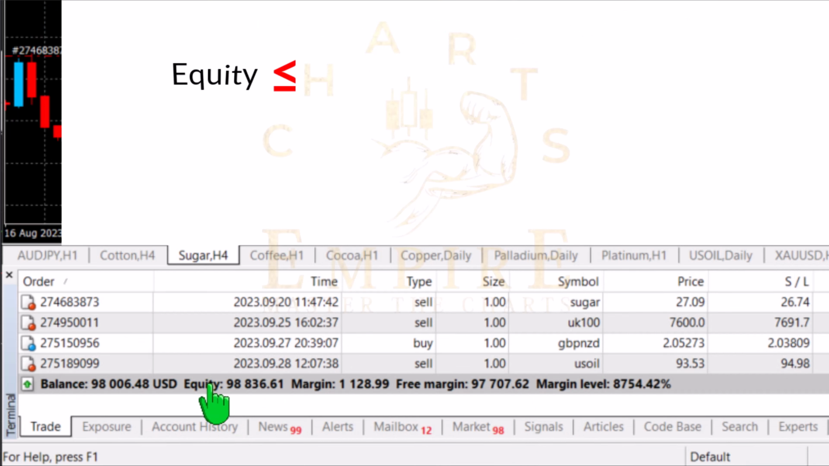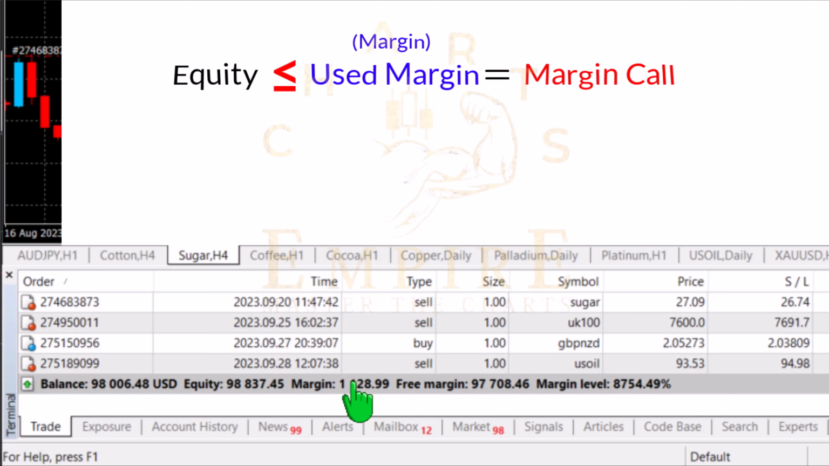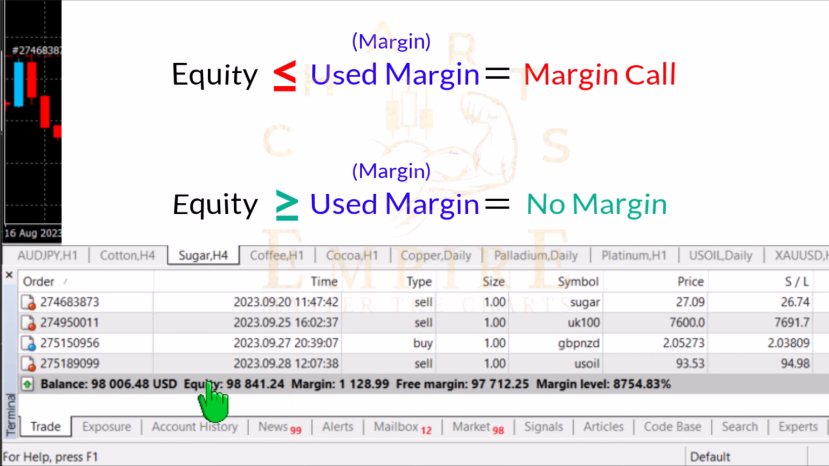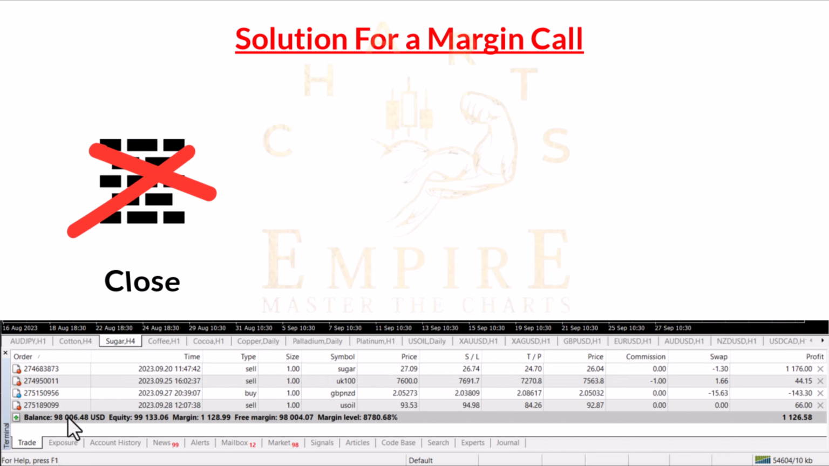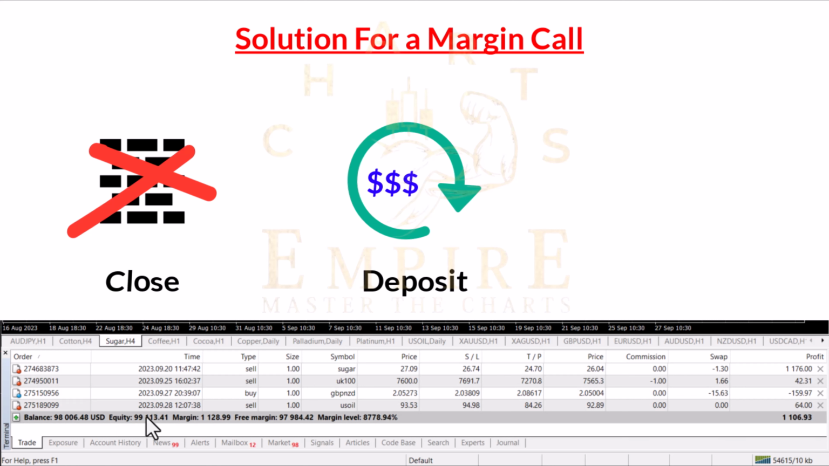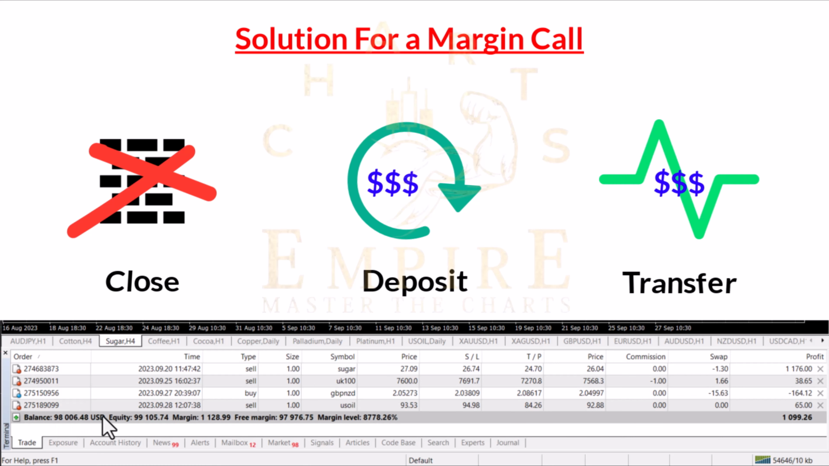Your equity is used to determine your margin call. As soon as your equity equals or falls below your used margin, you will receive a margin call. For as long as your equity is greater than your used margin, you will not have a margin call. Therefore, if you receive a margin call, there are 3 options available for you as a trader. Option 1, close one or more of your open positions in order to reduce your initial margin. 2, deposit funds to your account to maintain the open positions. 3, move funds from another account into the margin account.